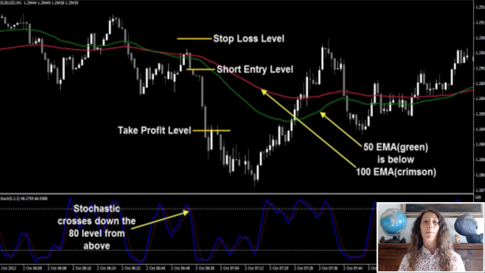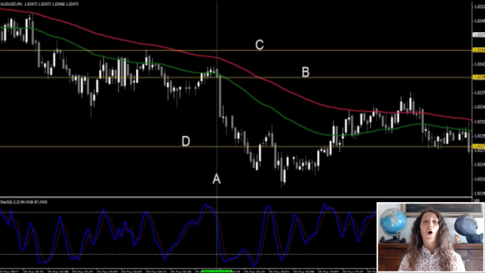Short trade example. Here is a short trade on the AUD-USD. The vertical line A marks a short trade setup. Firstly, the 50 EMA was below the 100 EMA, and this tells us to look for short entries only. The price retraced back to the area between the 50 EMA and the 100 EMA, and the actual short entry signal was given by the stochastic oscillator that crossed below the 80 level from above.